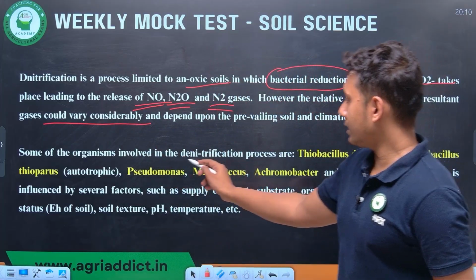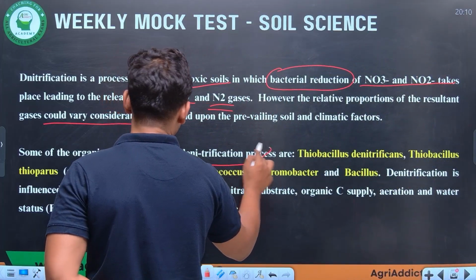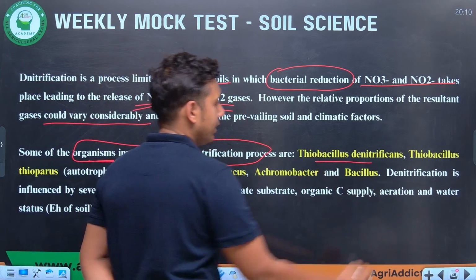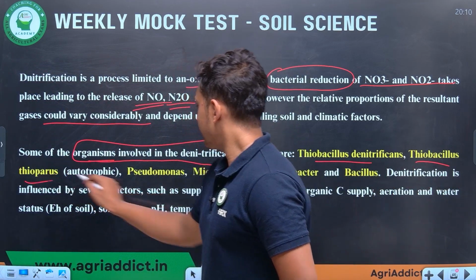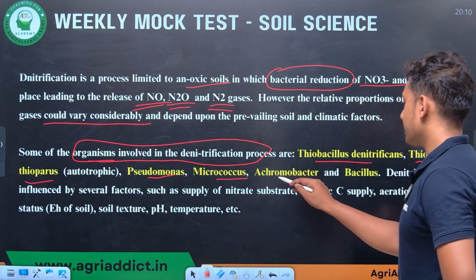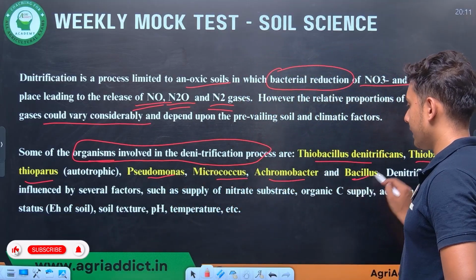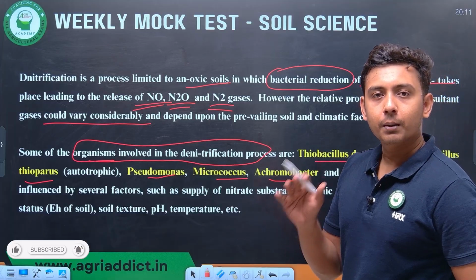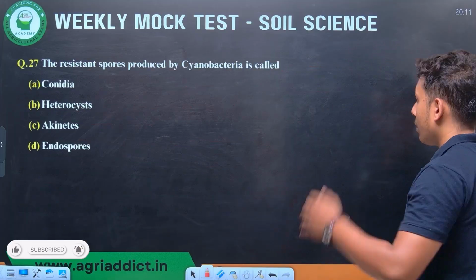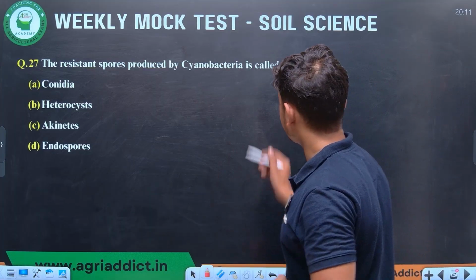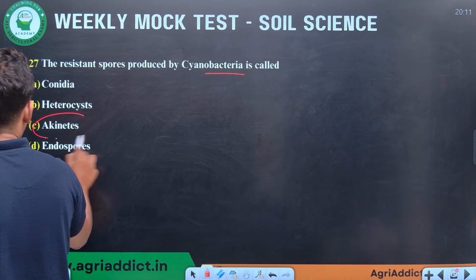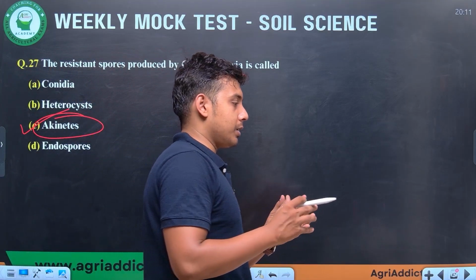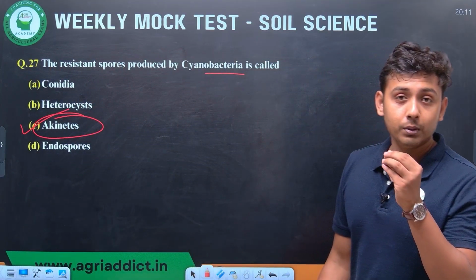Some of the organisms involved in denitrification, this question may also come: Thiobacillus denitrificans, Thiobacillus thioparus, Pseudomonas, Micrococcus, Achromobacter, Bacillus also. So this is the denitrification process, which is a biochemical process. Now comes the resistant spore produced by cyanobacteria. It is very important, it is the akinete, the resistant spore formed by cyanobacteria.